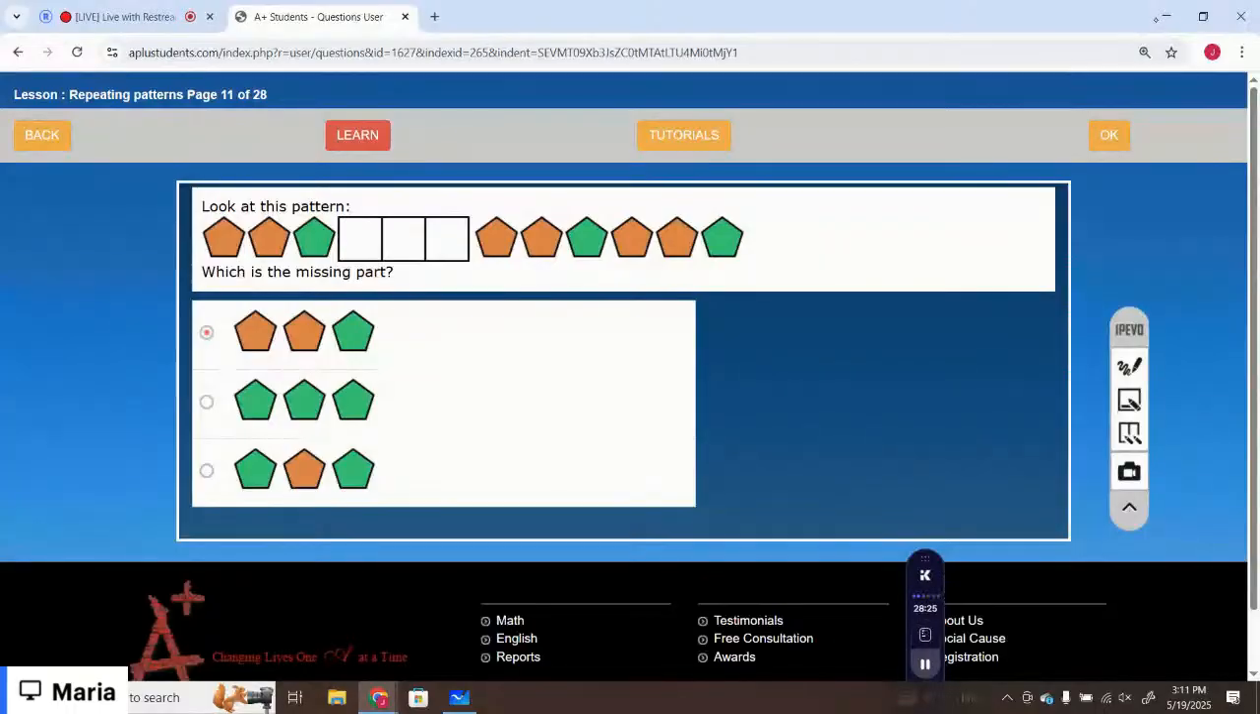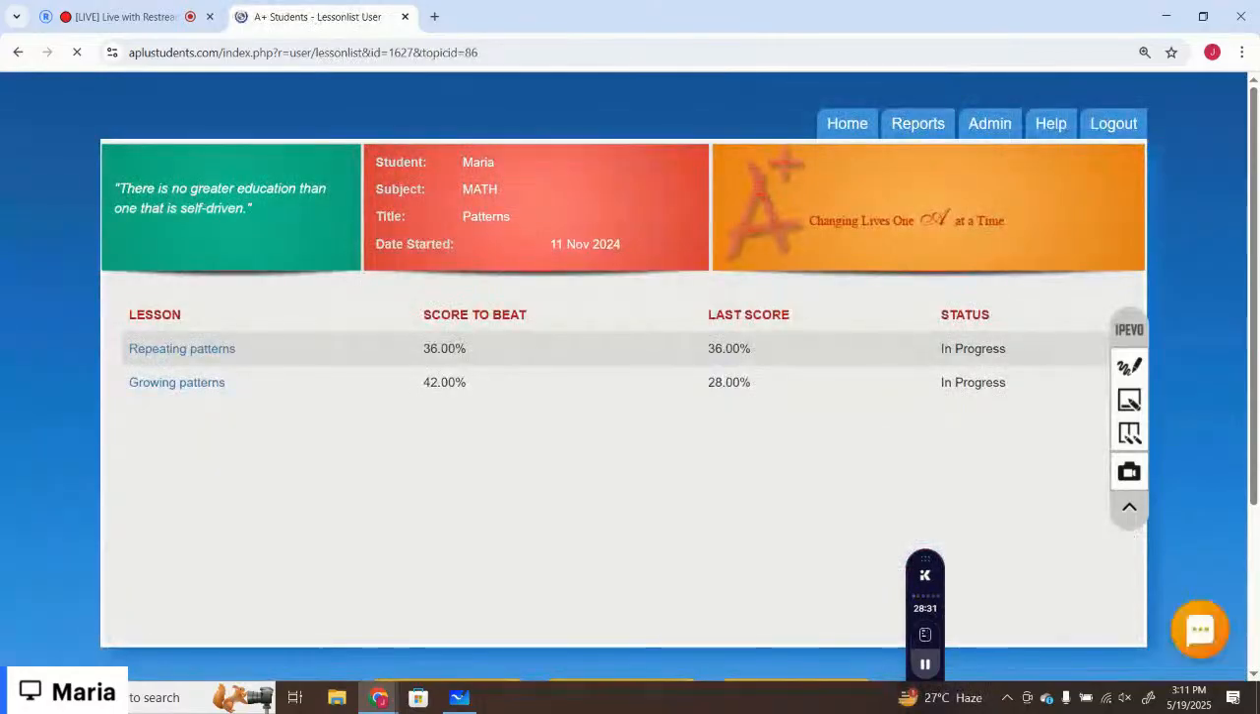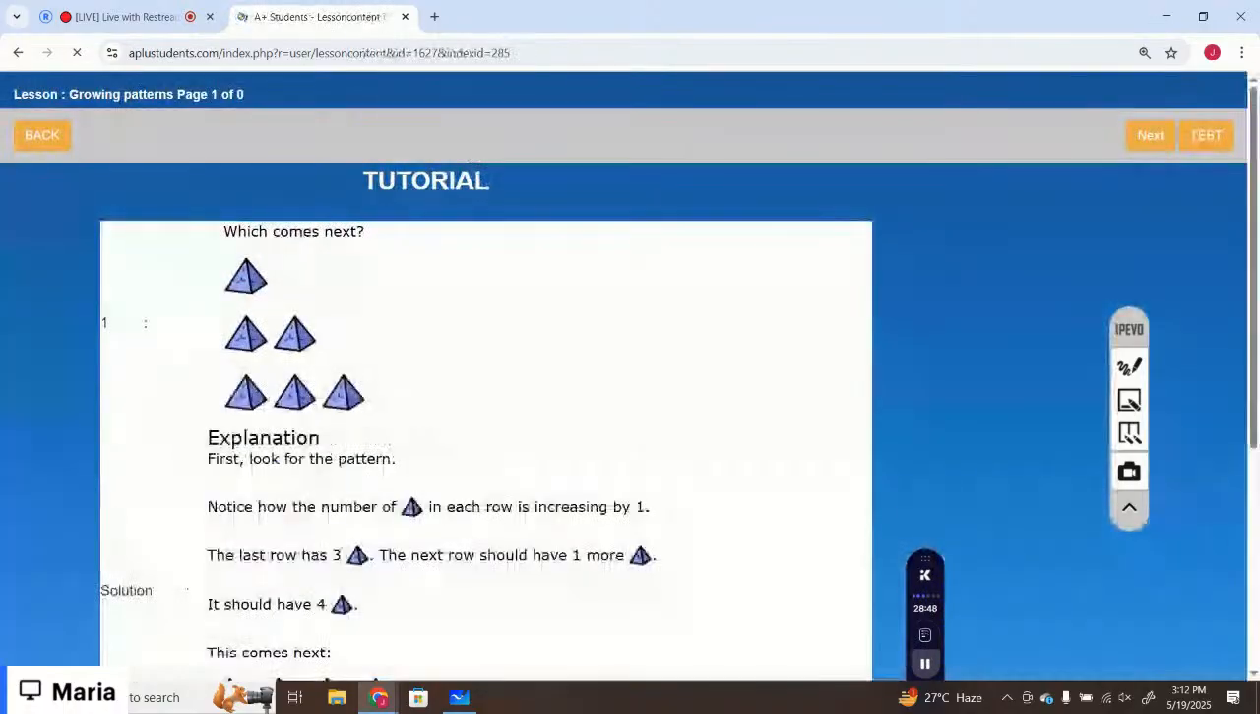Okay, you can complete the lesson by yourself today. Let me move to the next lesson. The next lesson is drawing patterns. Let's start with the lesson.